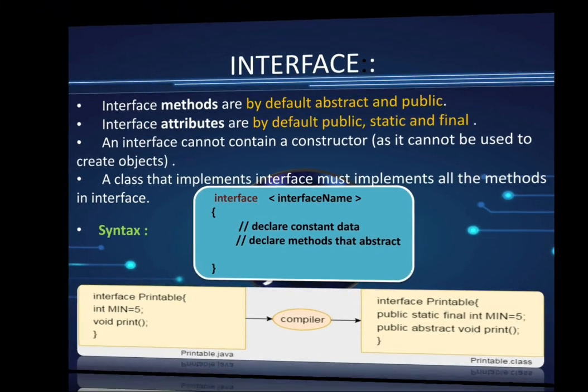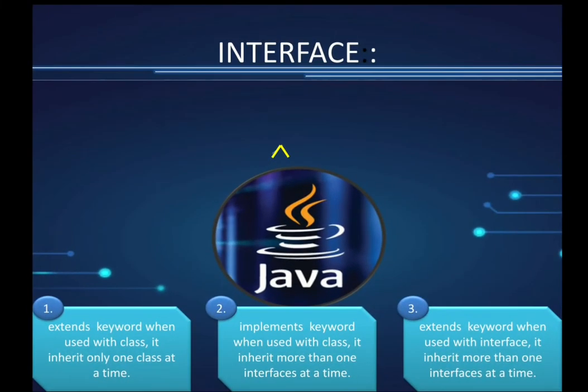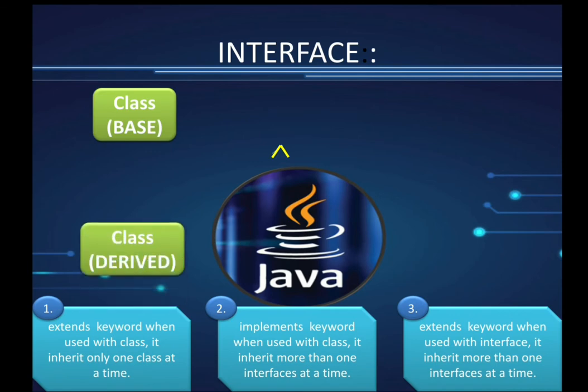And now see, again a few things you have to remember. Number one, when you are dealing with the extends keyword, when used with a class, it inherits only one class at a time. See, in this way, when we have a base class and a derived class, we inherit the base class by using the extends keyword.